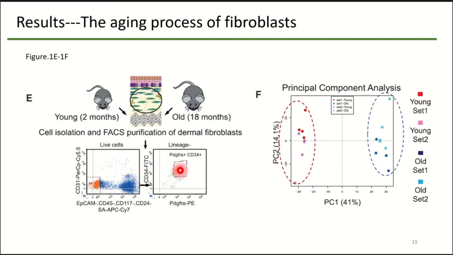Subsequently, we compare the difference of dermal fibroblasts of the old and the young with whole transcriptome analysis. Therefore, in Figure 1F, we use principal component analysis. It can be seen that the young cell group is on the left and the old cell group is on the right. Therefore, the characteristics of these two cell groups are completely different, with great difference.